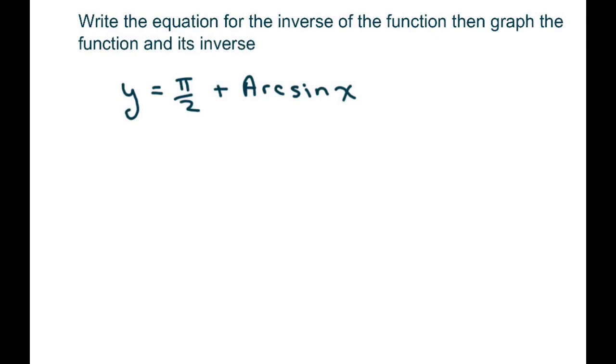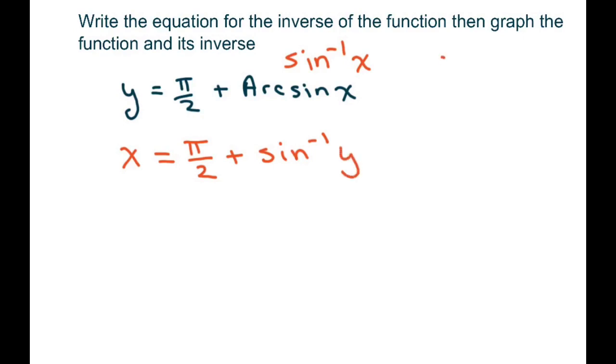I'm going to write the equation for the inverse of y equals pi over 2 plus inverse sine of x. So the first thing we're going to do is switch the x and the y. I'm just going to write it as inverse sine like this. Oh, that should be y, sorry. I switched the x and the y.